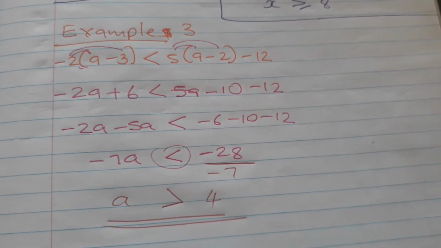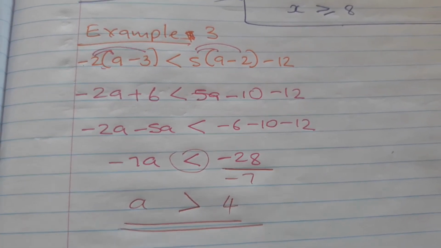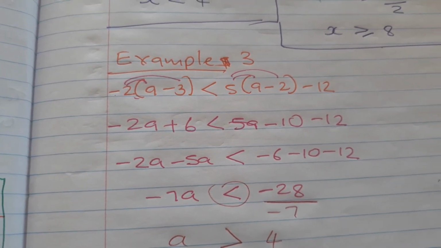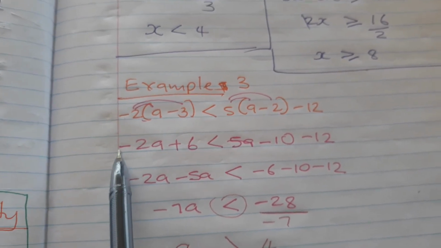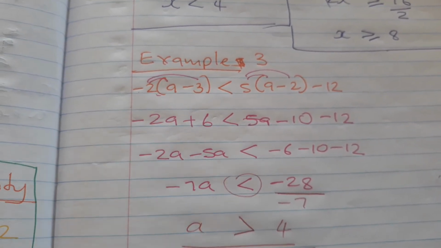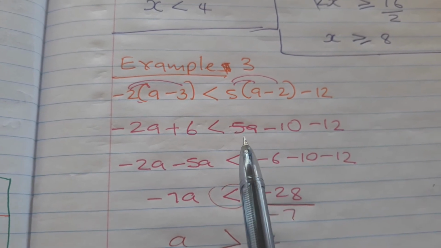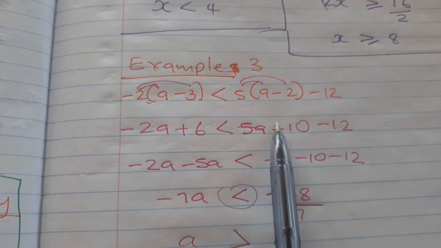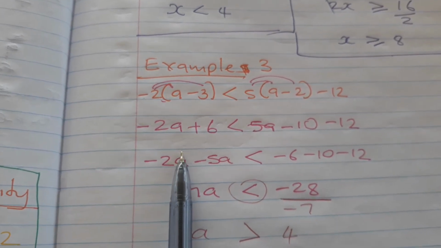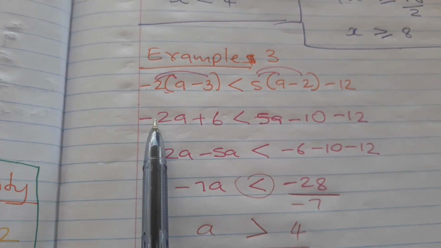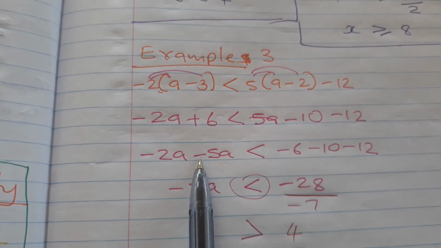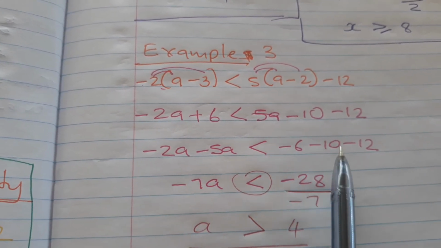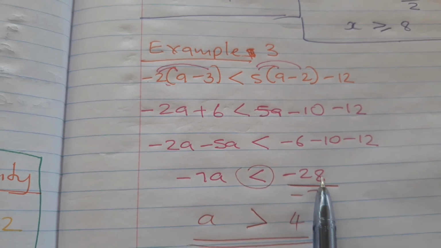Now in example 3, you will notice how my sign is reversing. So my question was the one in orange. First thing I'll do, I'll get rid of all the brackets. I'll expand the bracket. There you go. And then I will expand the bracket on this side. You will see my a's are here, my a's are here. What I'll do, I'll collect all the variables on one side. All the numbers will go on one side. So negative 2a, 5a will come this side as minus 5a. And this plus 6 will come as minus 6, minus 10, minus 12, which is negative 28.